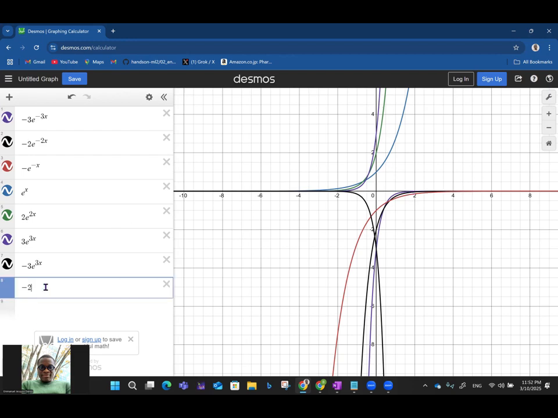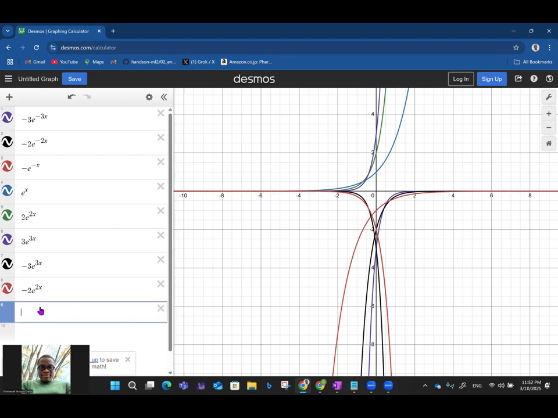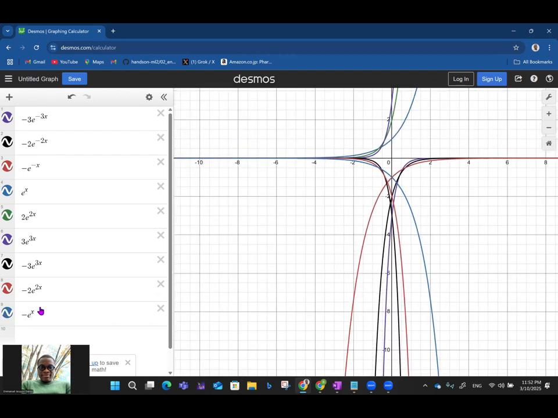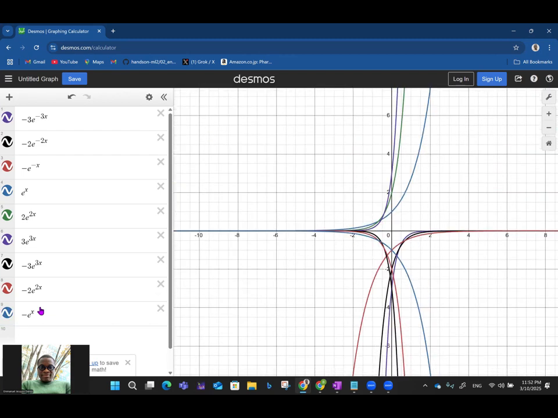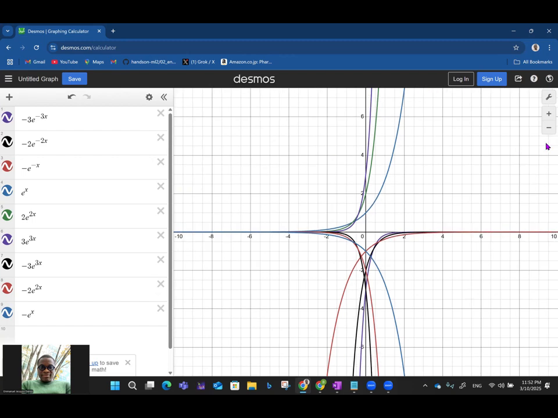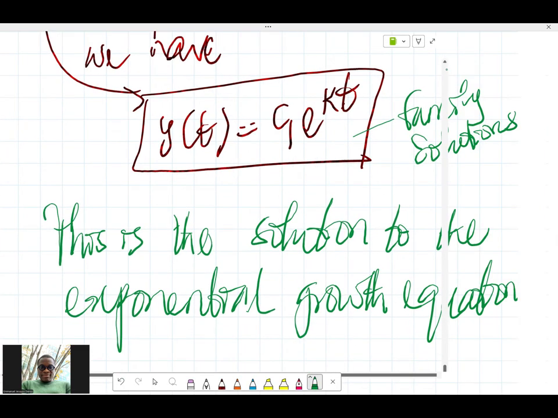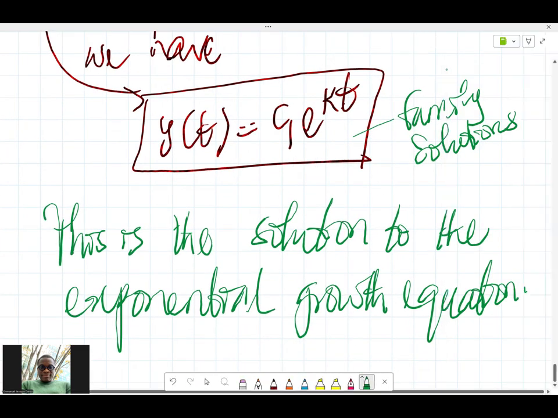So imagine you now have -2e raised to power 2x. See what you get there. That new line is added. What if we now have minus e raised to power x? It throws that blue line into it. So you have this whole family of solutions, and they are all possible solutions to the same problem. Because it's a general solution, you have a family of solutions. But if you have an initial condition or a boundary condition, then you can have a specific result, which is called a particular solution.